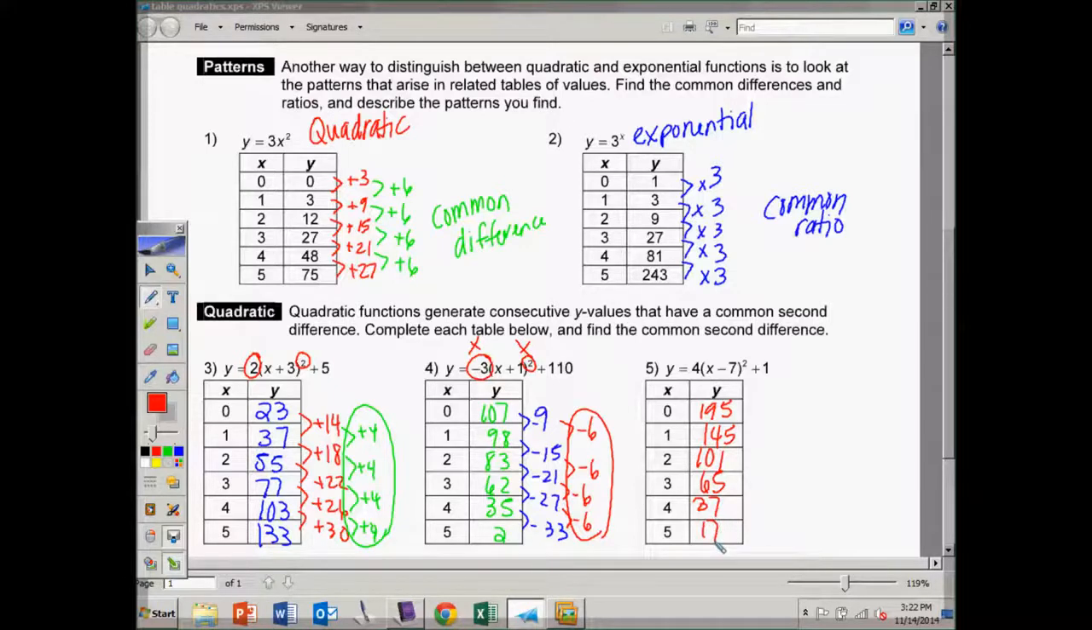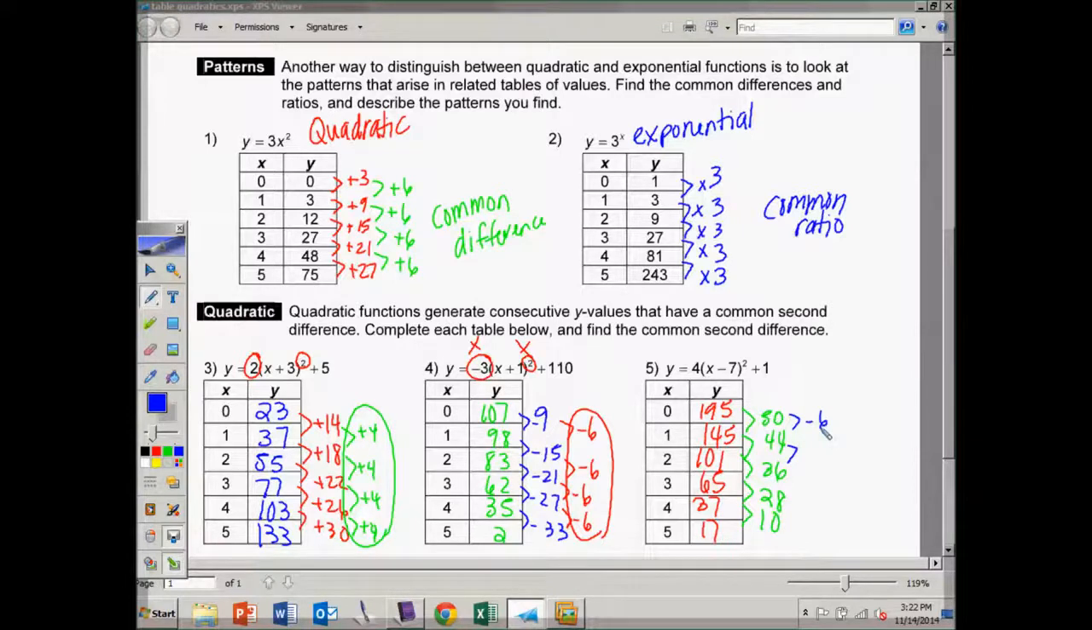All right. Let's see if this will help us come up with a rule. 50. 44. 36. 28. And 20. So what's my second difference? Negative 6 on the first one, right?